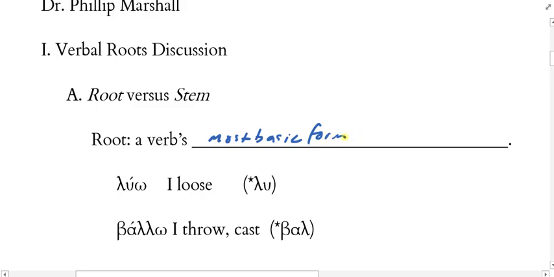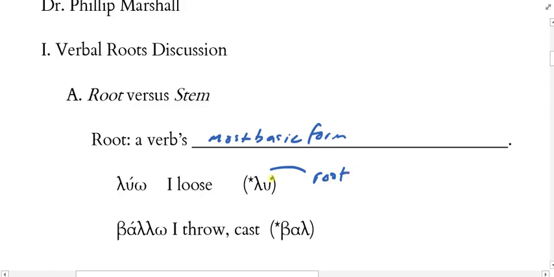How do we determine what a verb's root is when we're using Mounce's textbook? It's very easy. Anytime Mounce gives you a new verb in your vocabulary list, he is going to give you an English gloss of the verb. So for luo, as an example, I loose. And then in parentheses, you're going to have some information there, one of which is an asterisk next to what looks like just a chopped off portion of that verb. That is the verbal root.